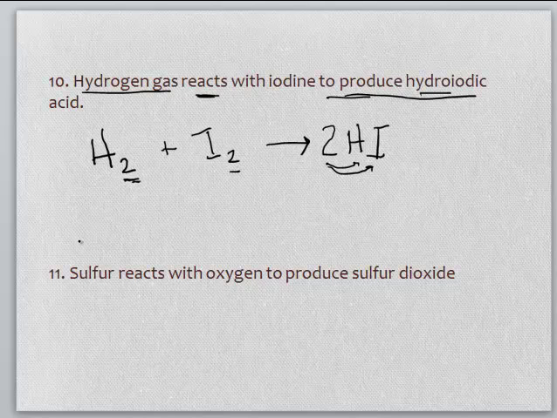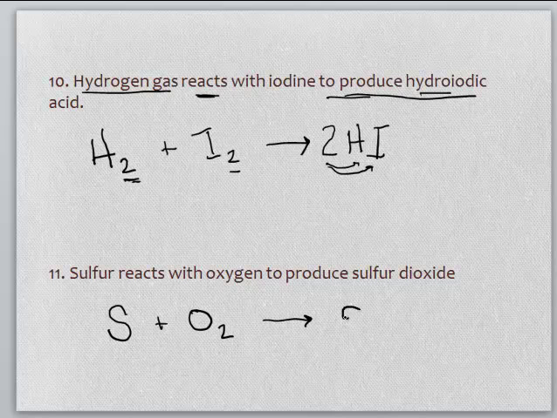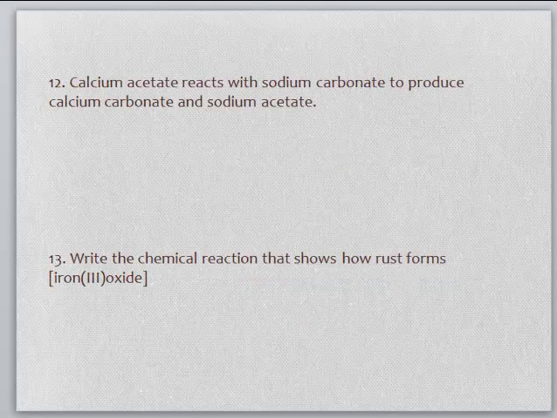Alright, let's take a look at number 11. We have sulfur reacting with oxygen. Now sulfur is not diatomic, oxygen is. It's producing sulfur dioxide. Remember, when we use prefixes, that's with 2 nonmetals, so di being 2, so we have sulfur dioxide. We're going to balance this one. 1 sulfur, 2 oxygens, and 2 oxygens. So this one balances without having to add anything to it. Okay, let's move on and talk about the next couple.